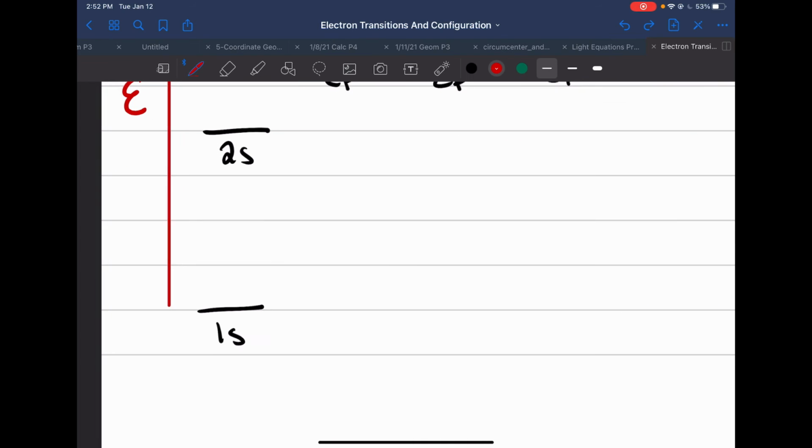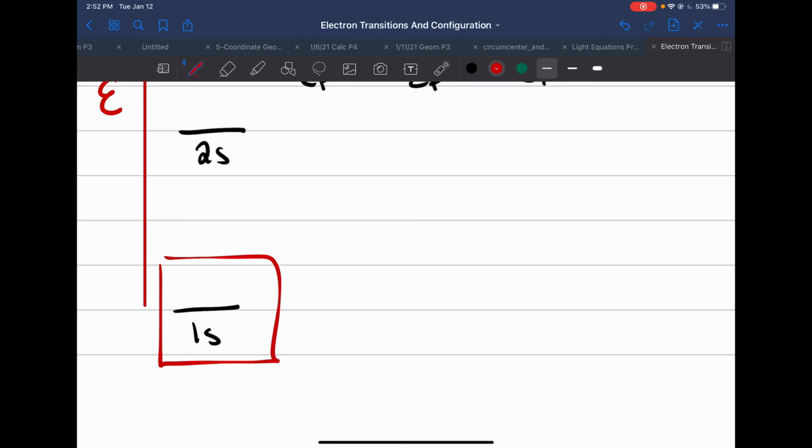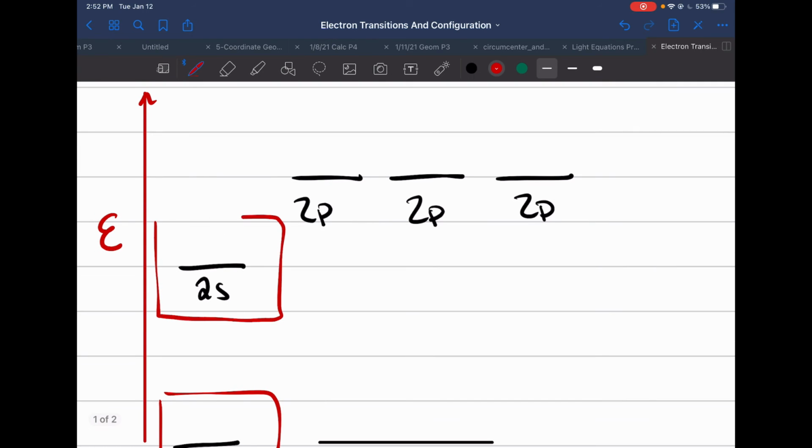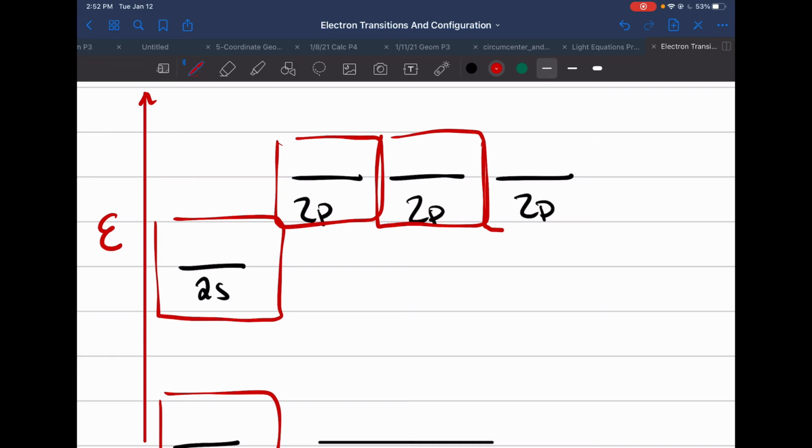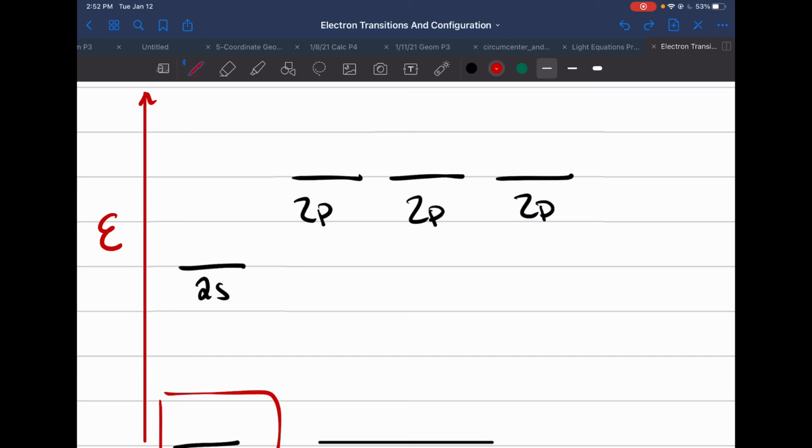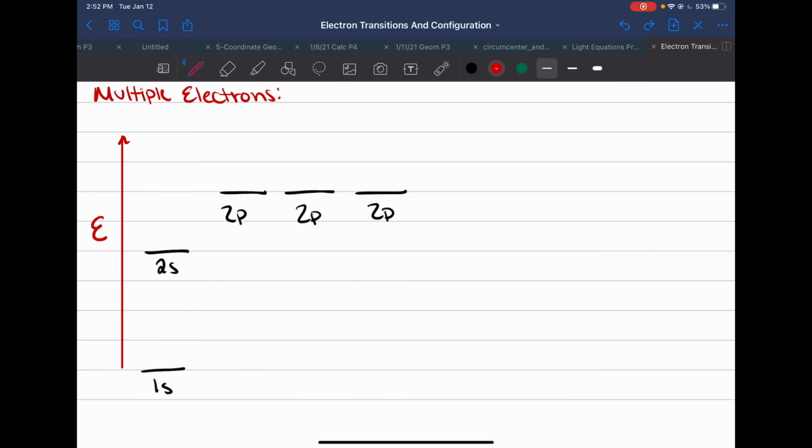Each of these orbitals can contain up to 2 electrons. Now, up to. It can either have 0, 1, or 2. It can never have more than that. That's just a foundational thing about orbitals.